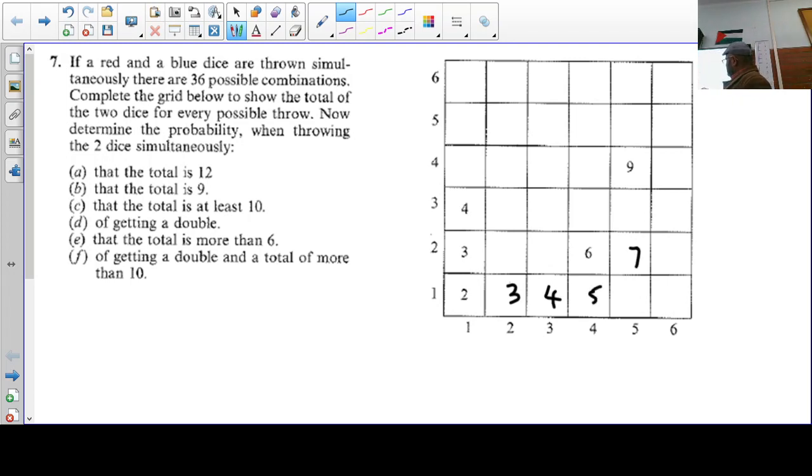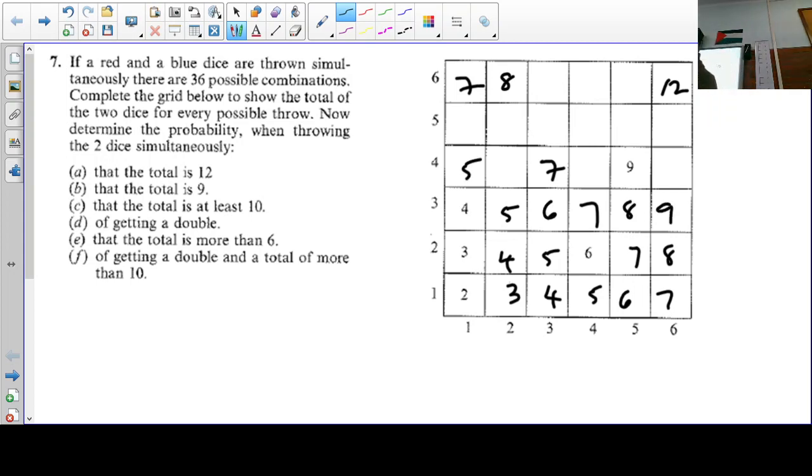7, 7, 7, 7, 8, 12, 6 and 6. So 3 and 2 and 2 is 4, 5, 6, 7, 8, 5, 6, 7, 4, 5, 6, 7, 8, 9. That's 5, 6, 7, 8, 9, 10. 5, 6, 7, 8, 9, 10, 11. 7, 8, 9, 10, 11.